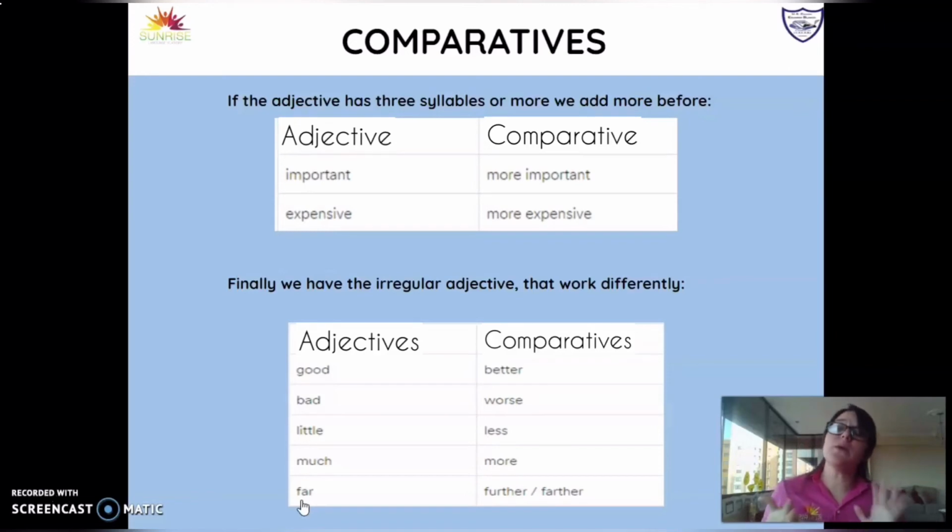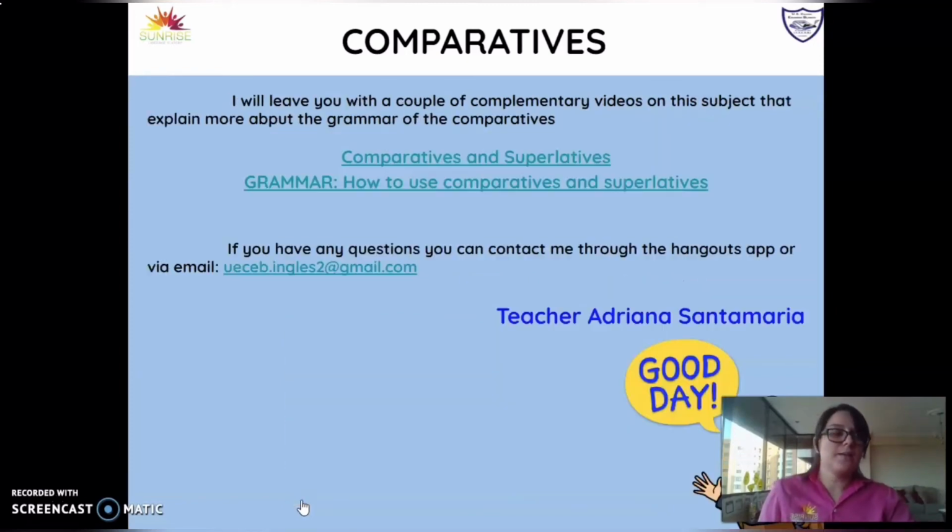And finally, we have the irregular adjectives that work a little bit differently. For example, good, the comparative will be better. Bad, the comparative will be worse. Little, less. Much, more. Far, further or farther. Okay, with the irregular adjectives, they actually change the word completely. We don't add anything to that.